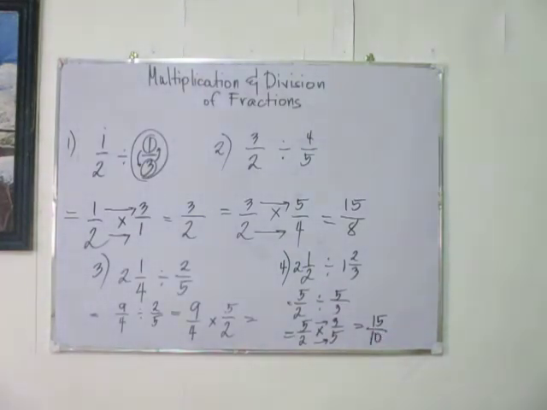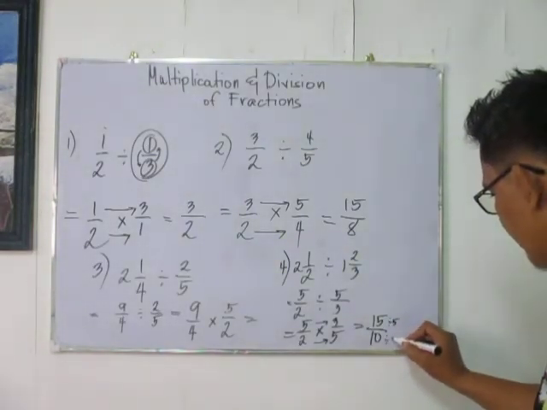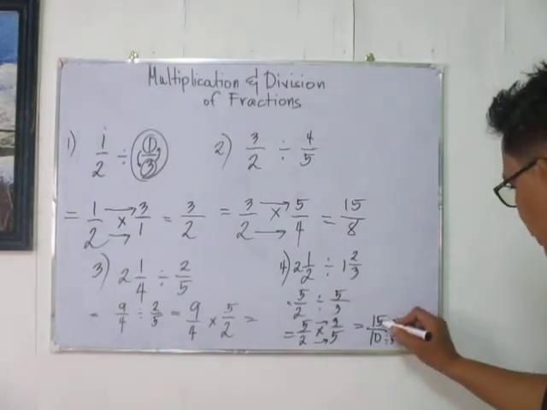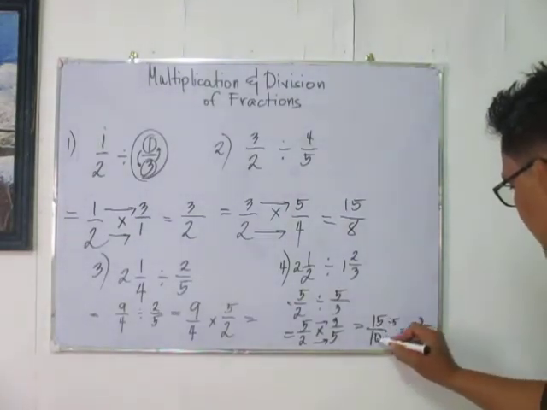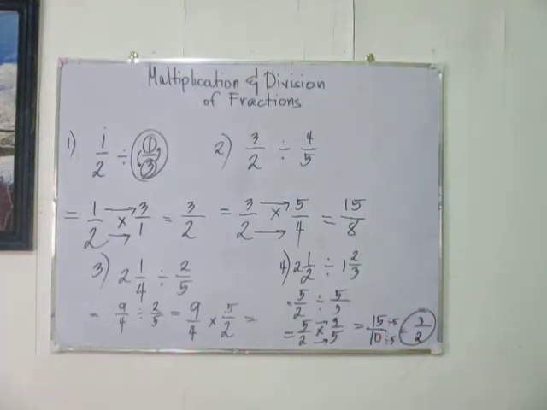Since we have a number that can divide both 15 and 10, and that is 5, we divide this by 5. So 15 divided by 5 is 3, and 10 divided by 5 is 2. And the quotient now is 3 over 2 or 3 halves. Or you can change this into 1 and 1/2. Again, mixed number or improper fraction are just equivalent fractions. So there you go. That is multiplication and division of fractions.